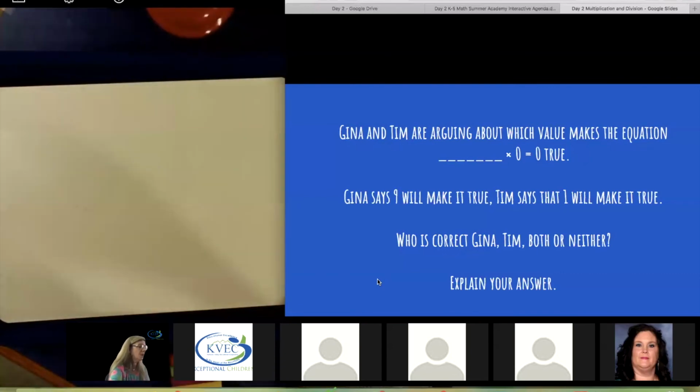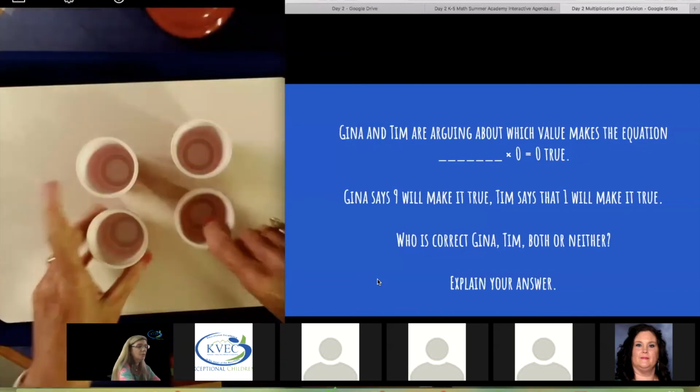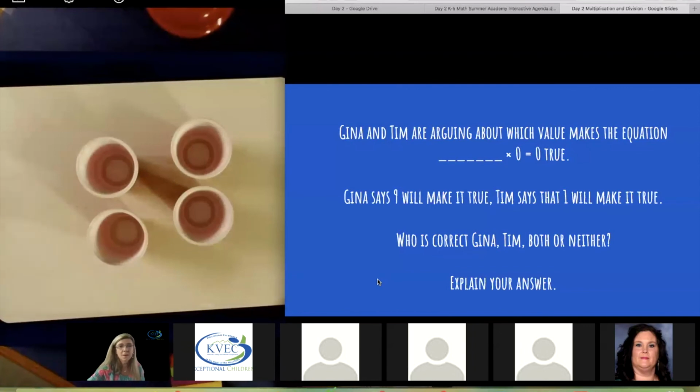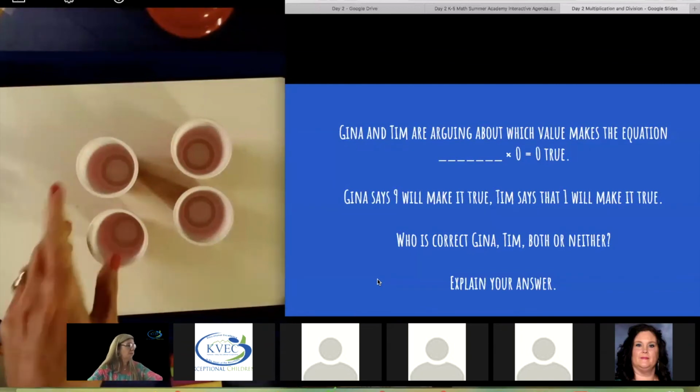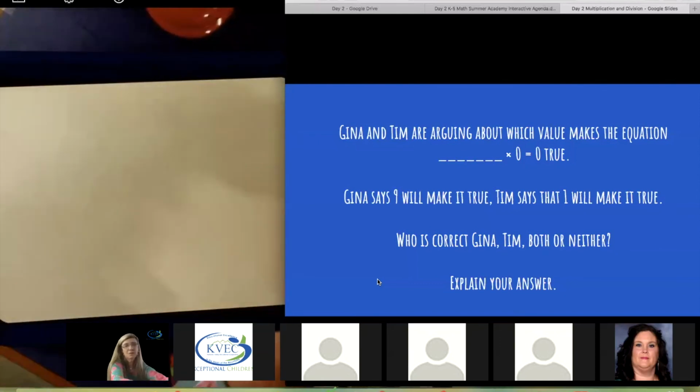If I wanted to model 4 groups of 0, then I would put out 4 groups and I'd put nothing in them. And I'd ask, okay, what have you got? Nothing. There's nothing in there. There's no cubes in there. And then we could model 5 times 0. You are exactly right. We've got to do that, and then we've got to take it that next step.